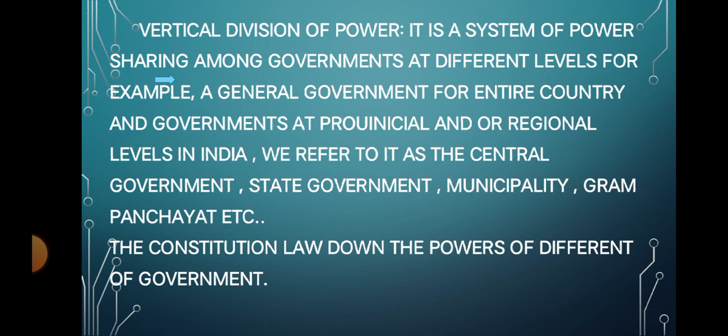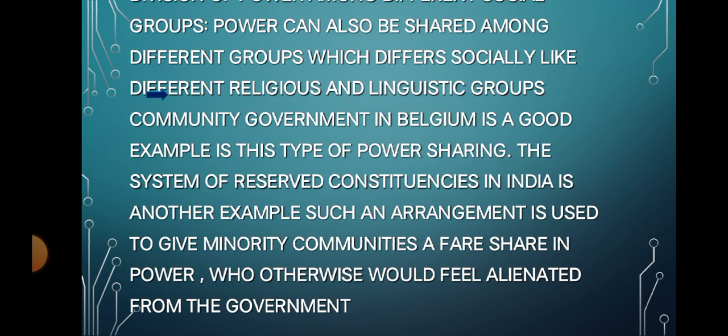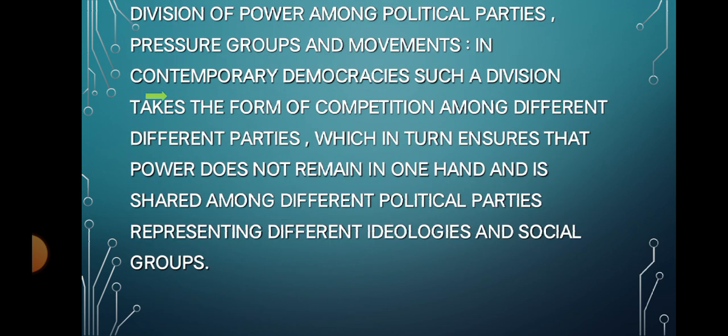The constitution now lays down the powers for each and every level of government. So the power can also be shared among different groups which differ socially. For example, different religious groups, language groups, community groups. In this example, we can see that the community of Belgium has created a community government, and to safeguard the cultural interests of the people, reserved constituencies, reserved seats are given. In our country, reserved seats are there for the unprivileged, also for the minority, so that representation is there for all these regions, and no one should feel that they are alienated. All are part of the country, part of the government.